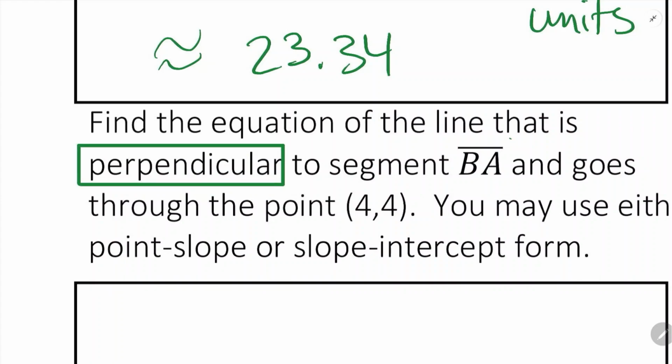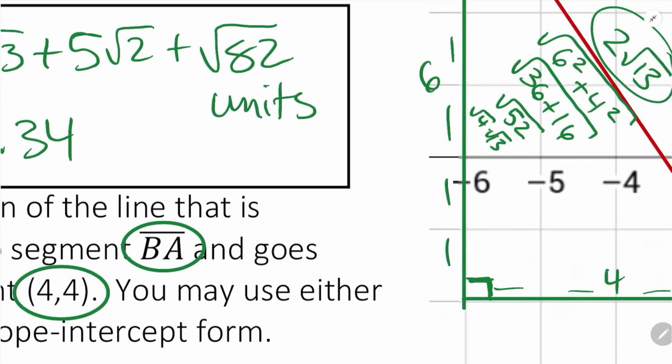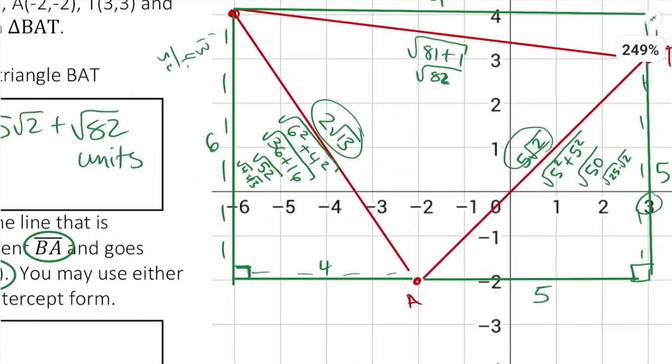Perpendicular to segment BA. So I need to figure out what is the slope of BA, take the opposite reciprocal of that to get the slope that I need, and then remember that it has to pass through this point 4, 4. So let's talk about the slope of BA first. I can see that the sides of this right triangle were 6 and 4, but they're not really directed as a slope, right? If I'm starting at this point here and going down, that's -6, right? I go down 6 units, and then I go over 4 this way.